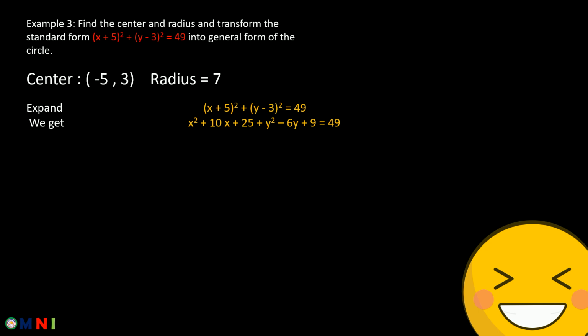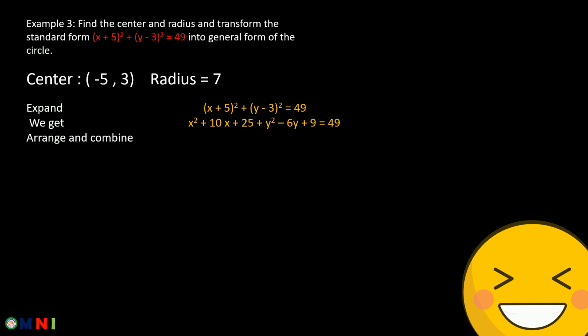You try your FOIL or the shortcut: square the first term, and twice the product of the first and the last term. So twice of x and 5 is 10x, and square that to get this one. And then here, square the first term, twice this is negative 6y, and positive 9 for the square of negative 3, equals 49. Then arrange and combine.